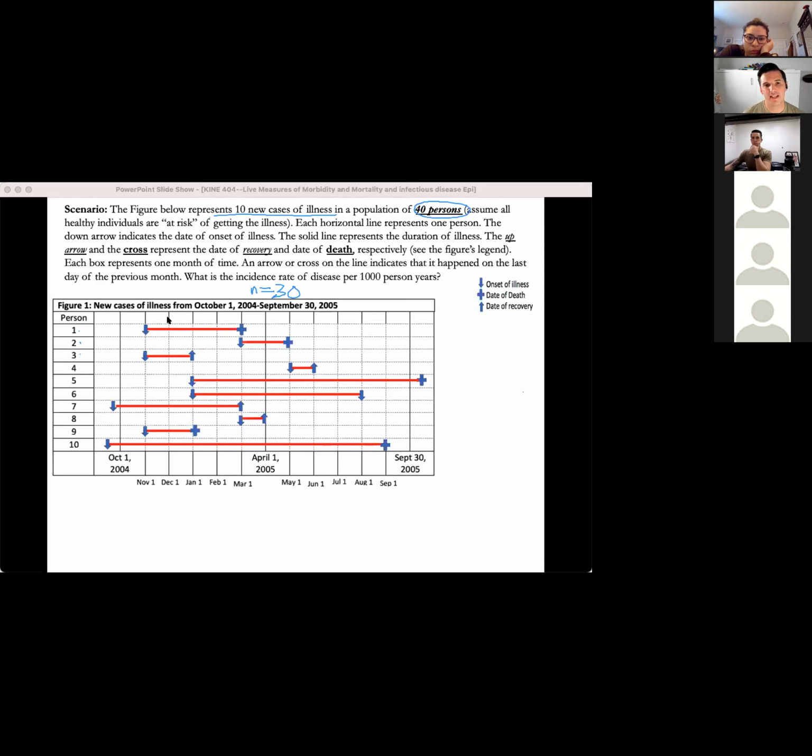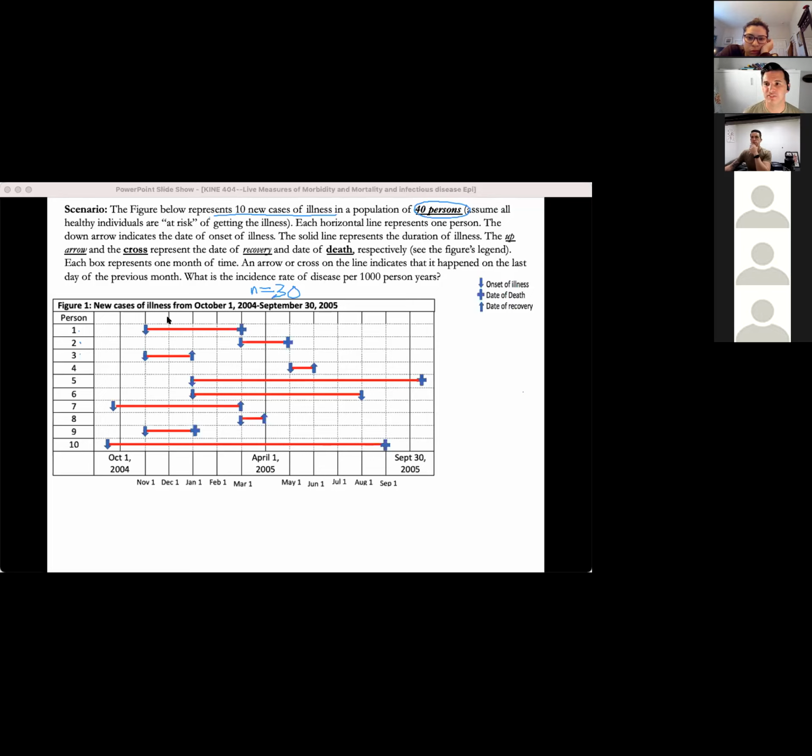And a cross indicates the date of death, meaning that they died from that particular disease. This disease can reoccur. So meaning that if someone gets sick and then they get better, they can get infected with that disease again and get sick again. So what we want to do is determine the incidence rate of disease per 1,000 person years.